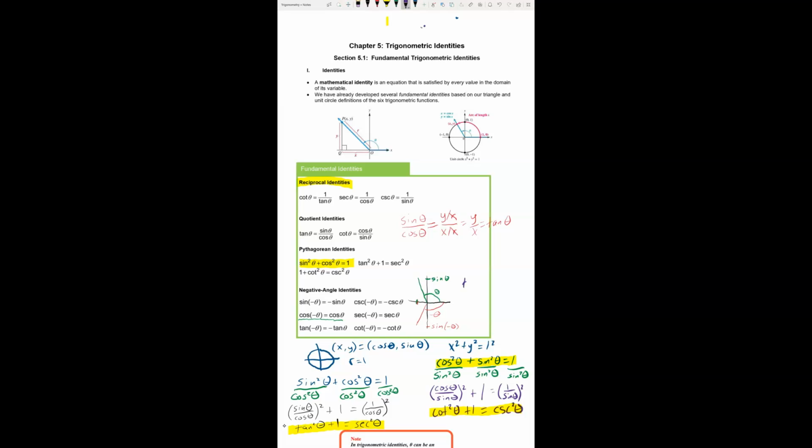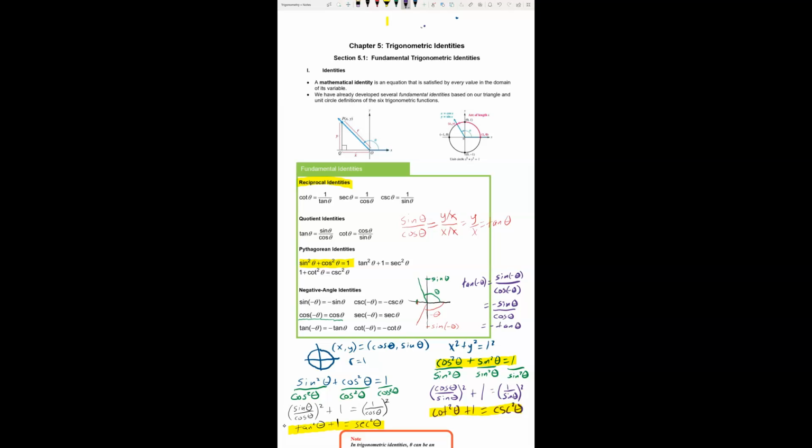Lastly, since tangent of negative theta is sine of negative theta divided by cosine of negative theta, now we can put these two together. Sine of negative theta is negative sine of theta. They will have the same value but opposite signs. But the cosine of negative theta is just the same as cosine of theta. Therefore, tangent of negative theta will be the same as negative tangent theta.